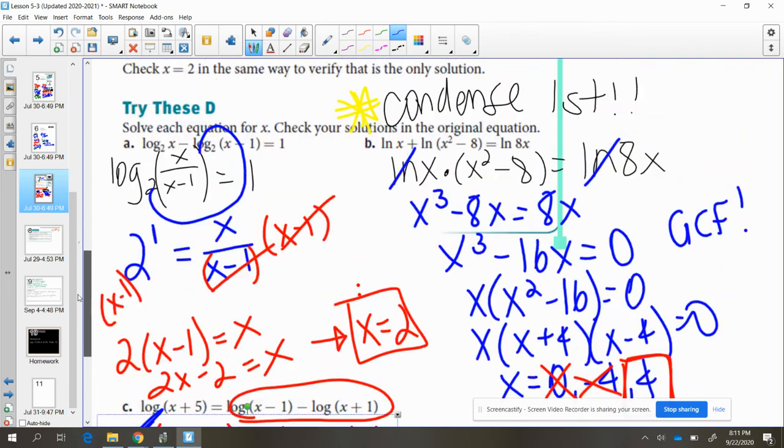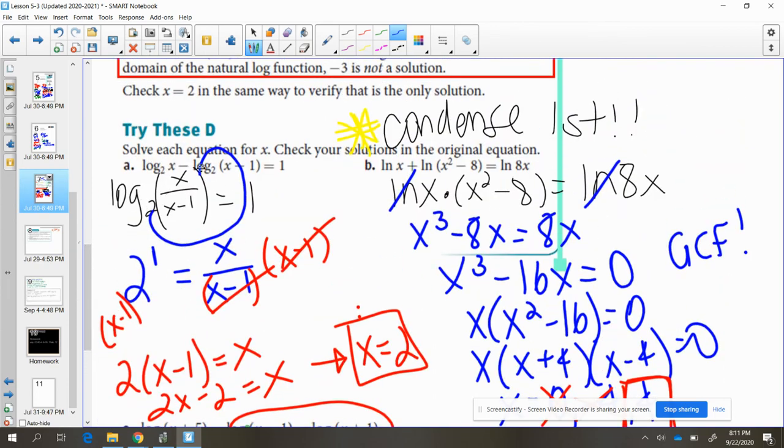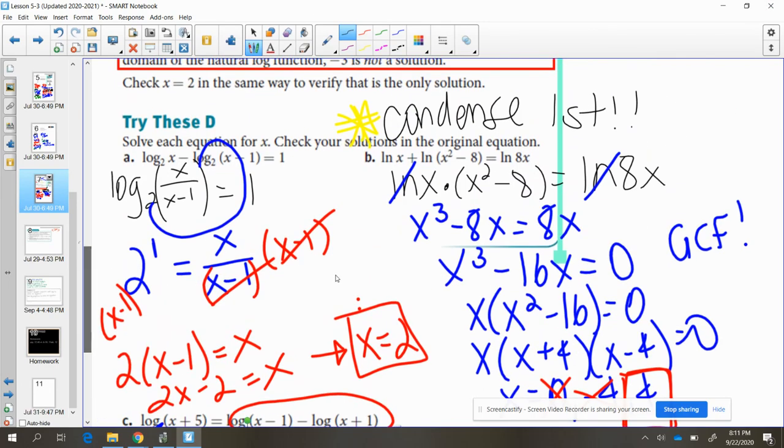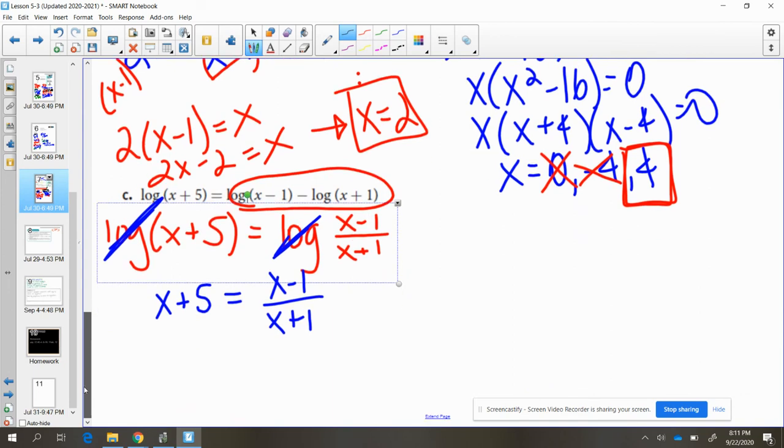Okay, again, notice there's a difference between letter A when there wasn't a log on both sides to cancel out, and letters B and C where we had one log on each side to cancel out. So now we have x plus 5 equals x minus 1 over x plus 1. Well, very similar to what we had to do right here in letter A, where we had to multiply both sides by that x minus 1. We're going to multiply both sides here by the x plus 1 so that they cancel out.